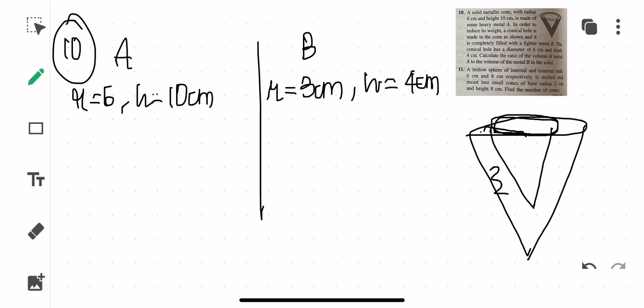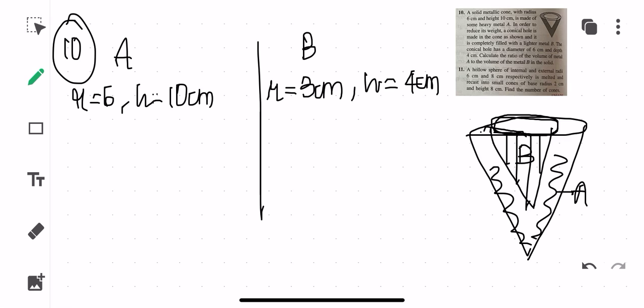So basically this outer part is our cone A, and this part which is there is our cone B. Okay children, so what you have to do now is find out the ratio of volume of metal A to the volume of metal B. For this, first of all you have to calculate the volume of both the metals which are there.